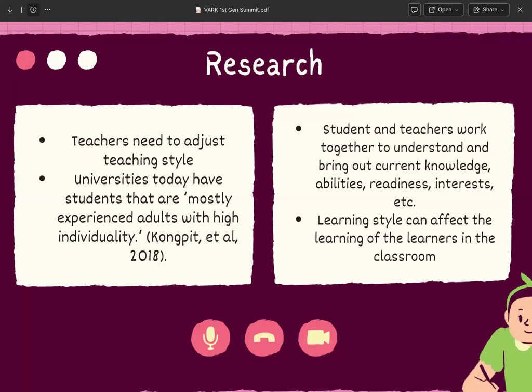Universities today have students that are mostly experienced adults with high individuality. Everybody is experienced in something, and everyone is unique. Students and teachers work together to understand and bring out current knowledge, abilities, readiness, and interests. And learning style can affect the learning of the learners in the classroom. That's so true.